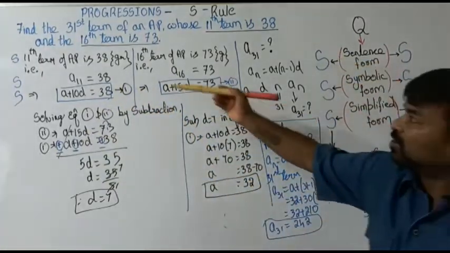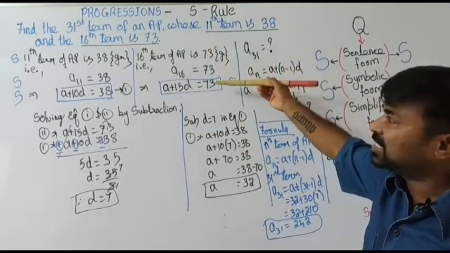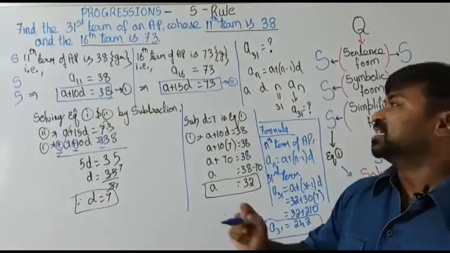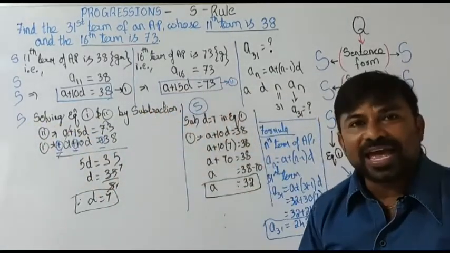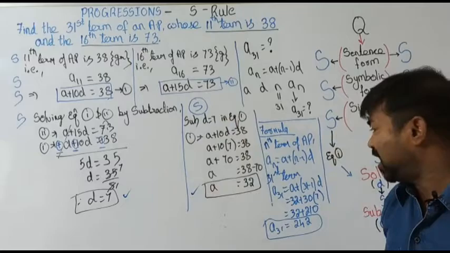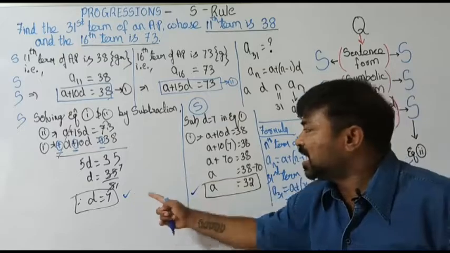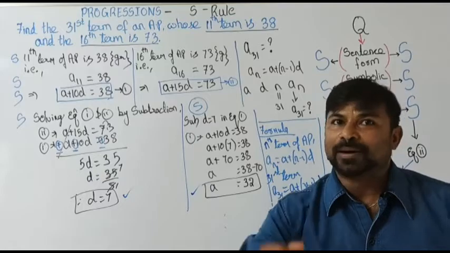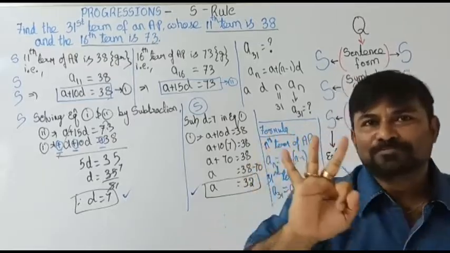Now we got equation 1 from the first S and equation 2 from the second S. Now solve equation 1 and 2. Solving equation 1 and 2 is nothing but the fourth S, and the substitution is nothing but our fifth S. From solving, we got the value of D. From substitution, we got the value of A. After getting A and D, use the nth term formula and find out anything. So please remember, from the question, sentence form, symbolic form, simplified form.